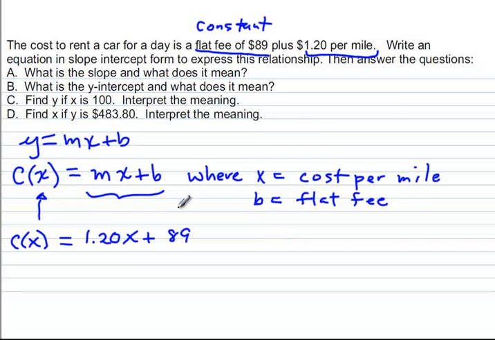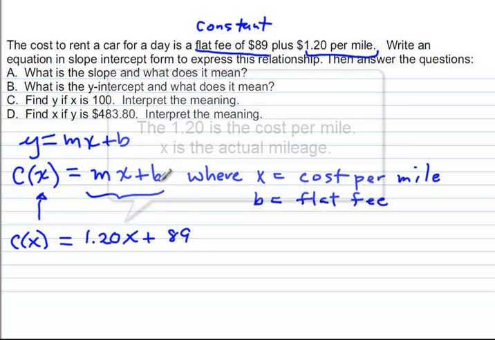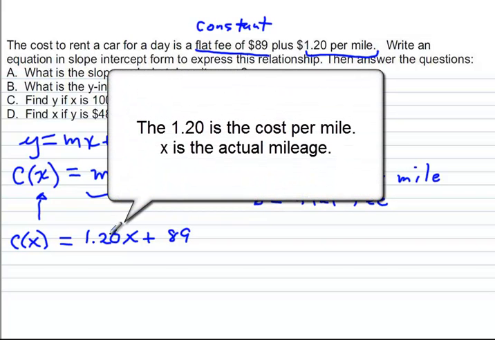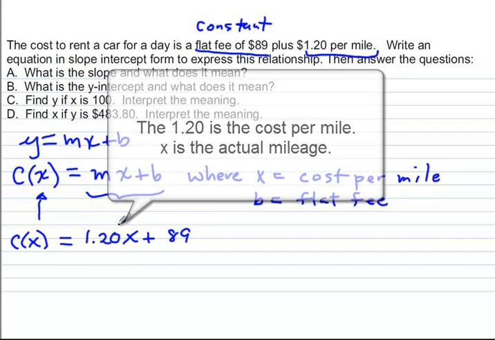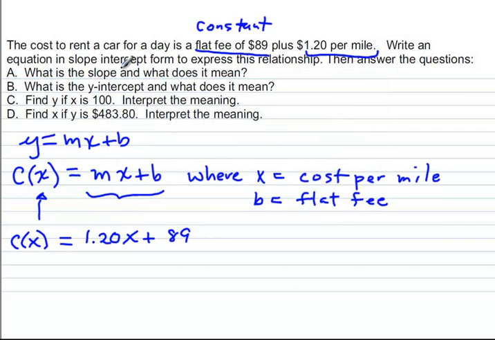And again, I know that the cost per mile is determined by the number of miles, and I know that 89 is just a constant flat fee, and so that's why I know to put 89 for b and $1.20 in for the mileage, because this is a slope or rate of change, something that's changing in the problem. So now we can go about finding the answers to these questions.